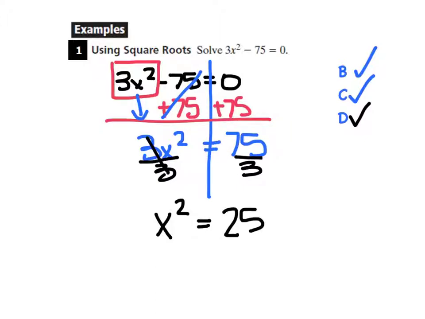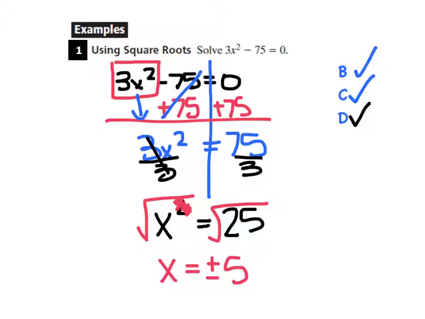Now we can't end here because x is technically not by itself. So the last step, anytime you have a squared, is you just take the square root of both sides. When you take the square root of something that's squared, that squared cancels out and all you get is what's on the inside, which is x, equals the square root of 25, and our answer is going to be plus or minus 5. So I can say that x equals 5 and x equals negative 5.